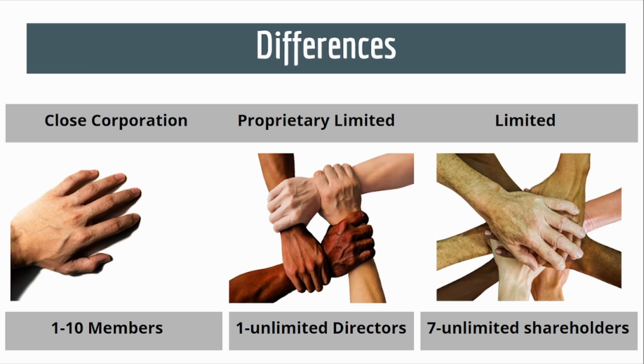A proprietary limited would have from 1 to unlimited directors. Now, this is a private company and cannot sell its shares to the public. A limited will have shareholders and must have a minimum of 7 shareholders to unlimited. These companies can be registered on the stock exchange and they can generally sell these shares to the public. Examples of such companies would be Standard Bank, Vodacom, MTN, and Sasol.